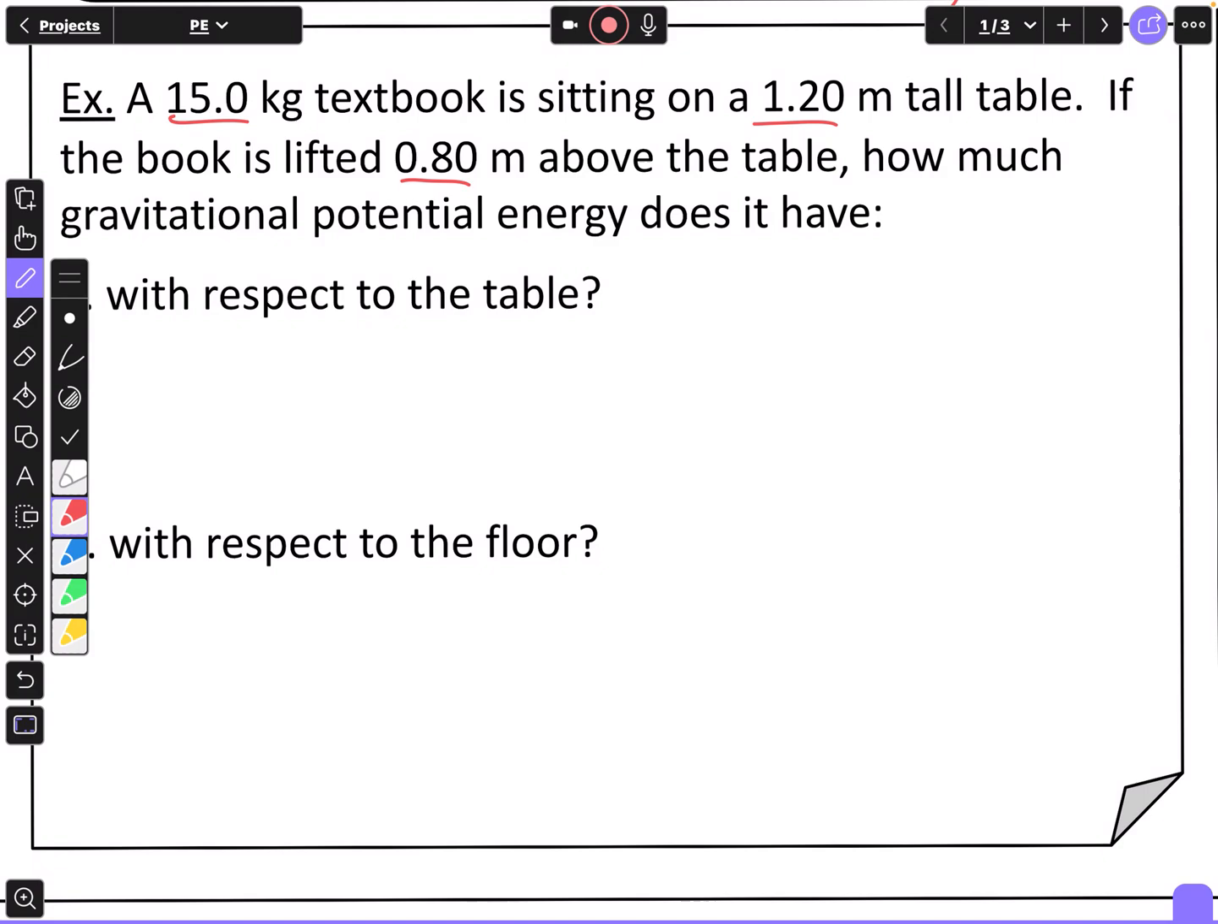Well, my potential energy is equal to m times g times h. So when I'm solving for this, potential energy equals m is 15.0, g is always going to be 9.8. Then my height. If it's with respect to the table, the table is 1.20 meters from the ground, but it's sitting on the table. It's lifted 0.8 above the table, so my height is going to be 0.8.